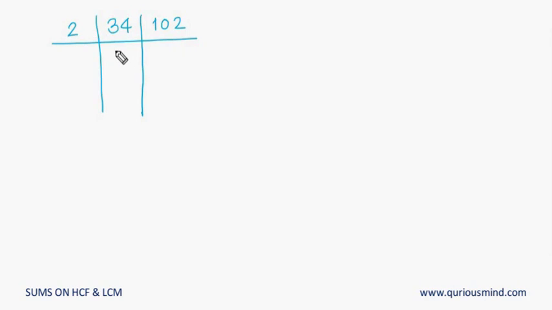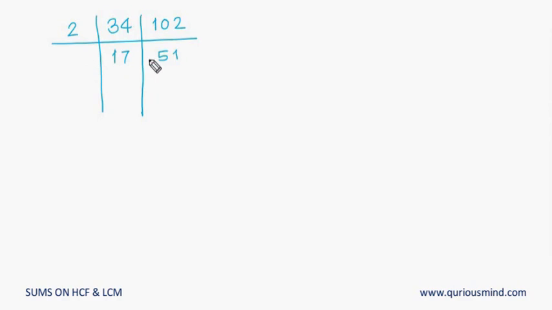Let's take 2. 2 17s are 34 and 2 51s are 102. Now, these two are odd numbers, so 2 cannot be a factor. Let's see if 3 is a factor. 1 plus 7 is 8, so 3 is not a factor of 17. 5 plus 1 is 6, but we don't have 3 as a common factor.